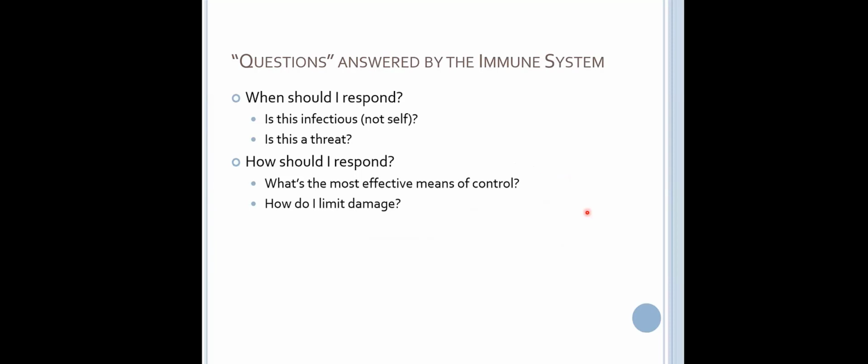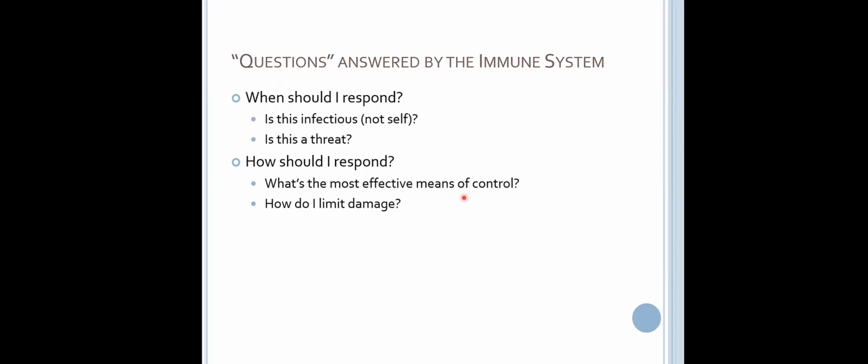And so one useful way, I think, of thinking about how the immune system functions is by the questions it's trying to answer. The first question is, when should I respond as the immune system? Is this protein that I've encountered self or non-self? And if it's not self, is it actually a threat? Is it something that I have to deal with? And then even if that question is answered appropriately, it moves to the more complex question of how should I respond, which is, what's the most effective means of control, and how do I limit damage to my normal tissue, my normal organs?